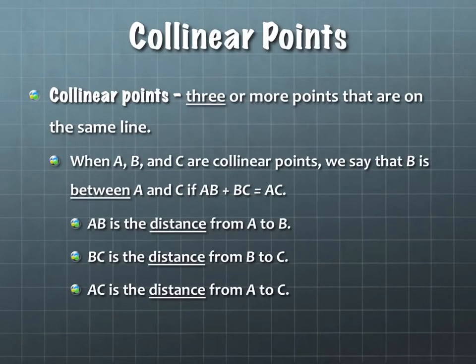Every two points will lie on a line, okay? But if you have three points that all lie on the same line, those points are called collinear. So not all sets of three points would be collinear, but some would.